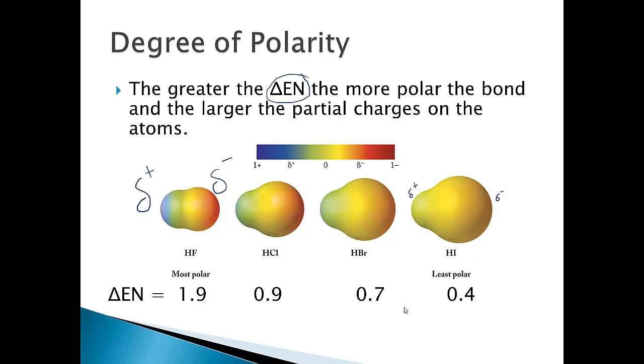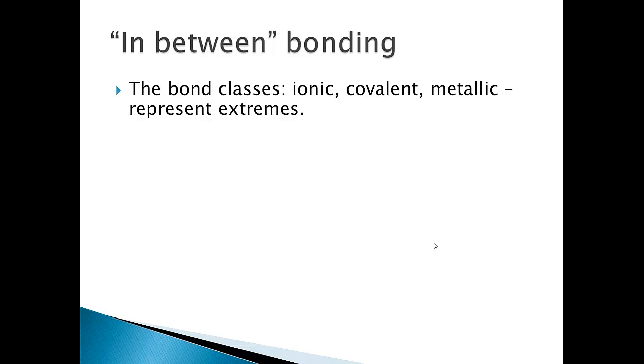So the bigger that electronegativity difference is, the more polar the bond. So finally, and we've already hinted about this, most things in nature are not purely ionic, purely covalent, or purely metallic bonding. Those classes really represent extremes. Most bonding is kind of in between, right? That polar covalent kind of thing.